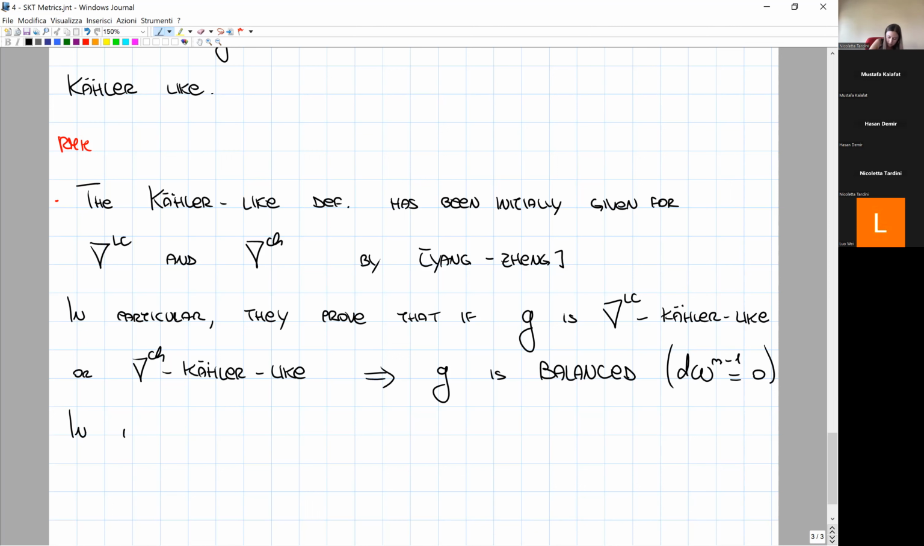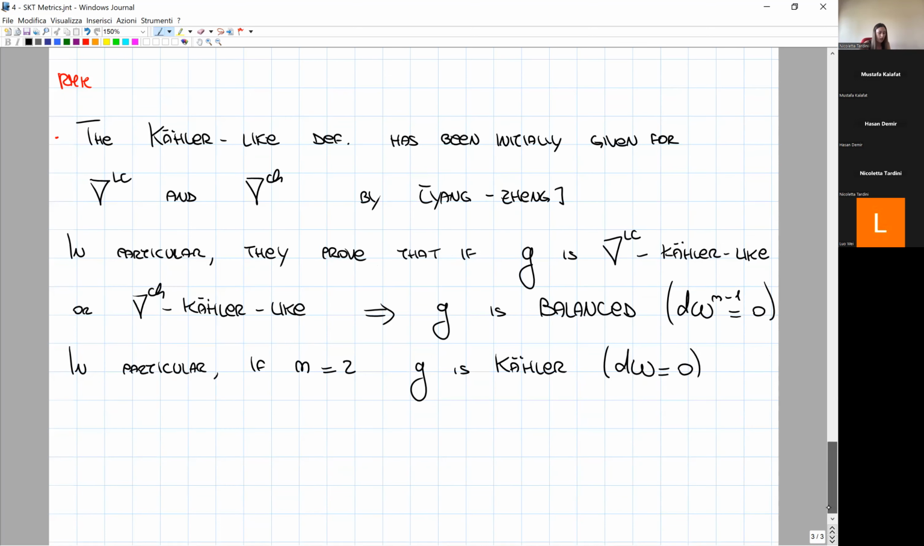In particular, if n is equal to 2, so if we are on a surface, G is Kähler, because if n is equal to 2, the balanced condition is just the Kähler condition. And moreover, what happens? So this is some, let's say, history about this definition of Kähler-like condition.